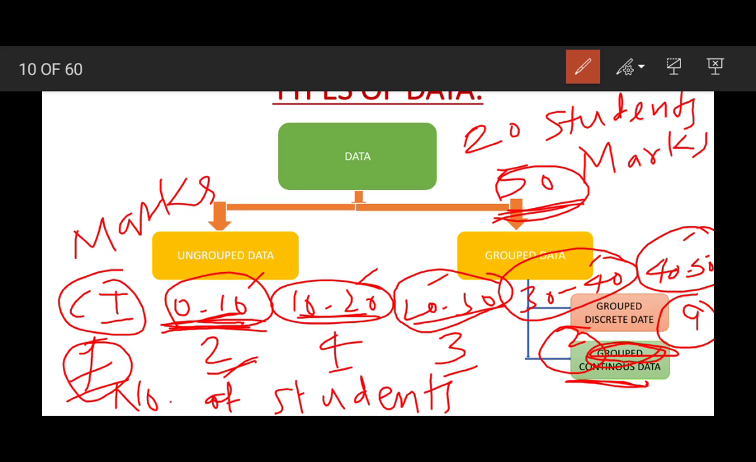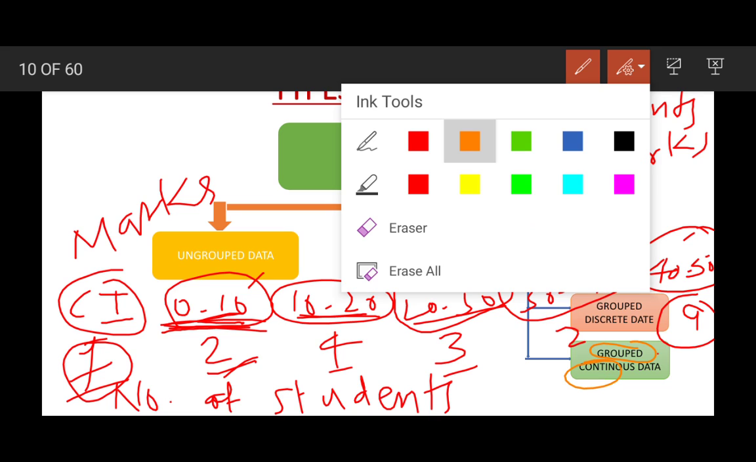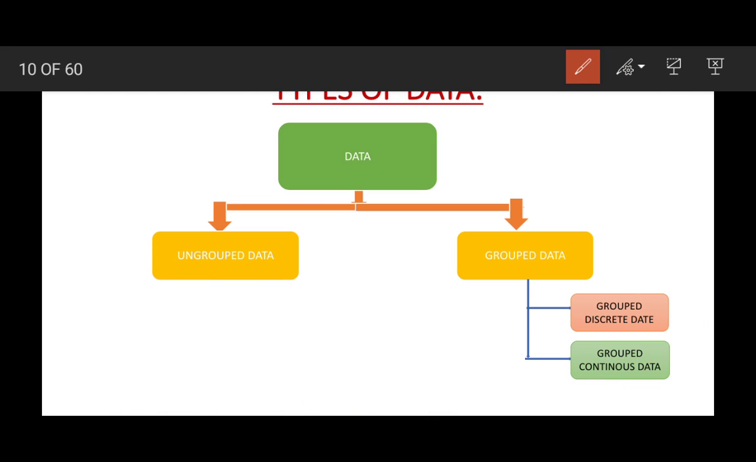So this type of data comes under group continuous data. It is the example of group continuous. Clear? So once again, we are going to deal with 3 types of data. First one is ungrouped data, second one is group discrete data, and third one is group continuous data.